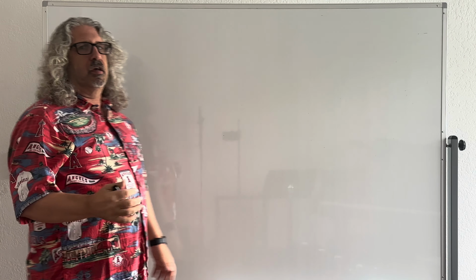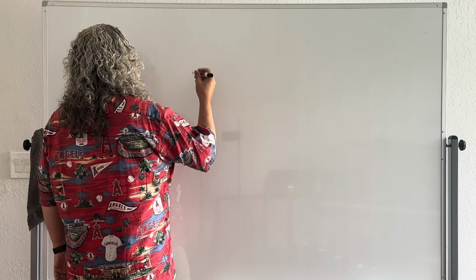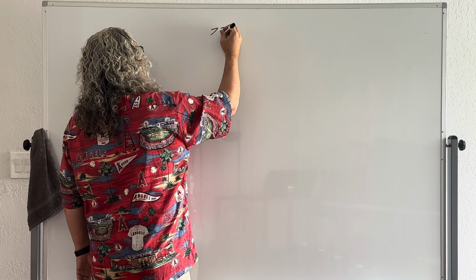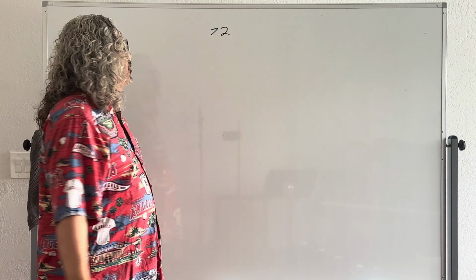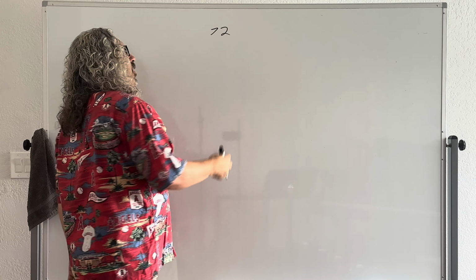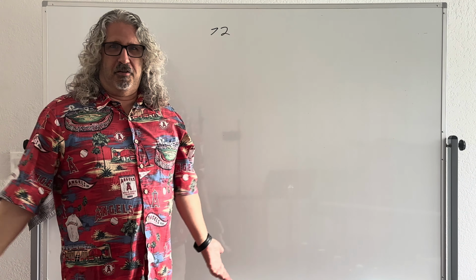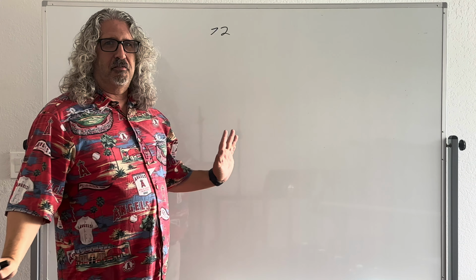Now, sometimes it can get a little tricky. So let's go, 72. Well, I know that it's even, so I know 2 will go into it, but how many times? Well, you want to get to the point where you just know 36 is half of 72. But let's say you don't see that yet.